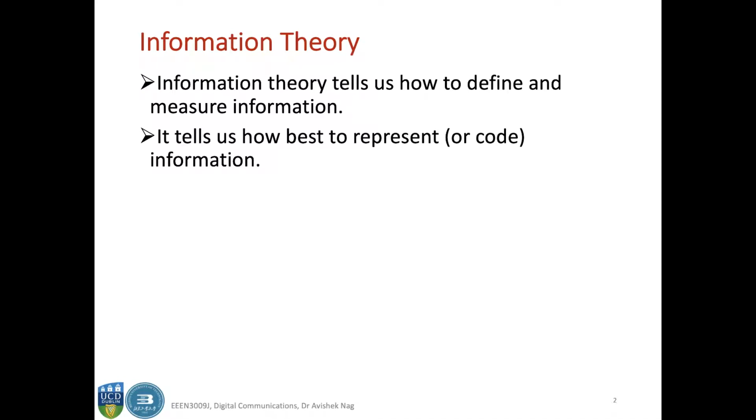So information theory basically tells us how to define and measure information. As I just said in the introduction, information theory is all about quantifying the information that is contained in a signal. So that's what it says, how to define and measure information. This part is important. It tells us how best to represent or code the information.